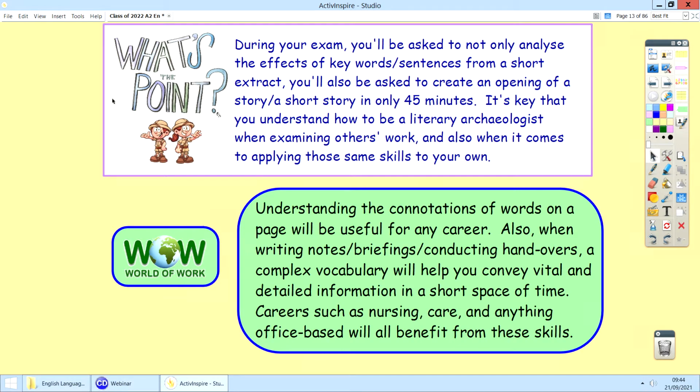And when we look at the connotations of words on a page, we realise that being able to develop that skill will be useful for every career. When handing over writing notes or briefings, or handing over, if you're a nurse, for example, where I used to be a nurse, handovers, a complex vocabulary will help convey vital, detailed information in a short space of time. So it's both important that we understand all these words and we're able to use them accurately. So nursing care, anything office-based, the police, the fire, anything that requires a handover for shift work. It could be on a building site. Any of these things, it's really useful to be able to build up a sophisticated vocabulary.